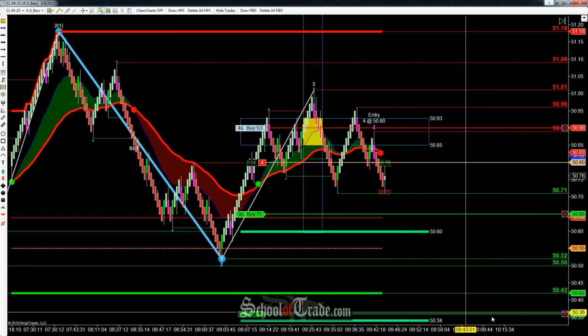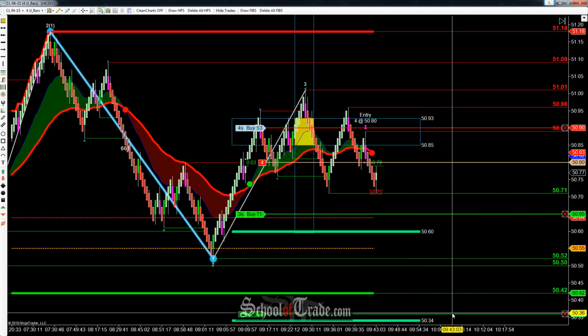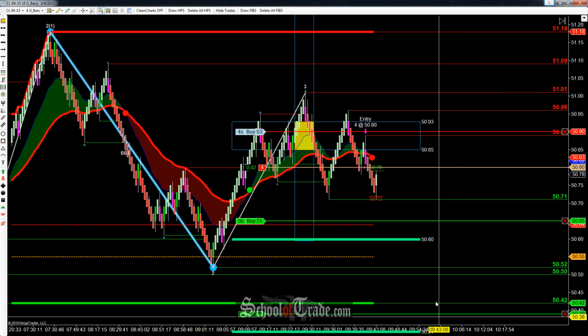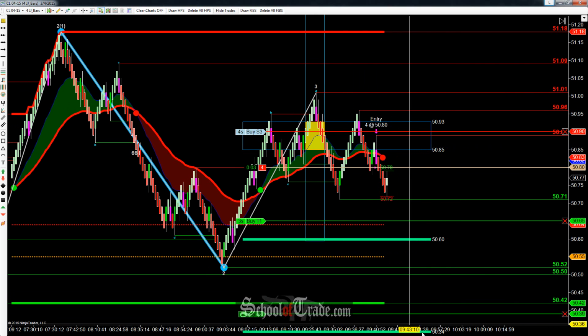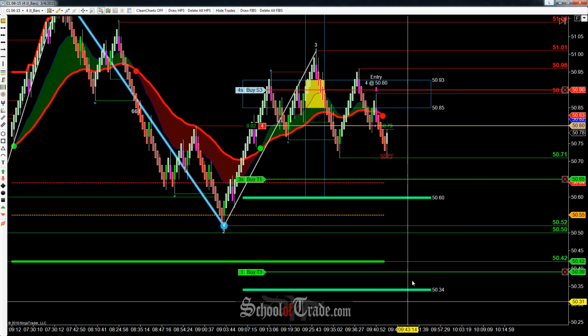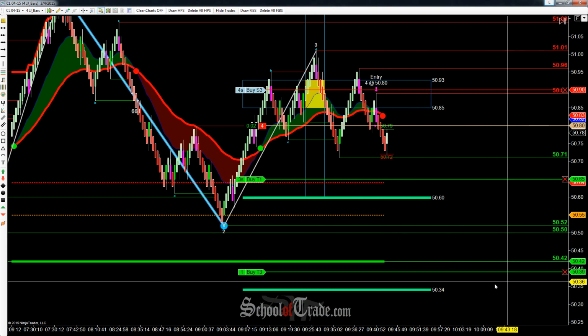I'm going to look for that extension down here to 36. Maybe because I'm trying to be a little bit more conservative, I'll go a couple ticks more than I normally would. Let's go 5 ahead of it, so I'll go to 50.39. And that gives us a little bit of room so that if people are going to be taking a lot of profit at this extension level, we're guaranteed pretty much to get filled down there. Puts us in a nice little position.